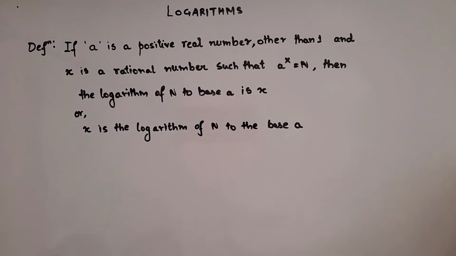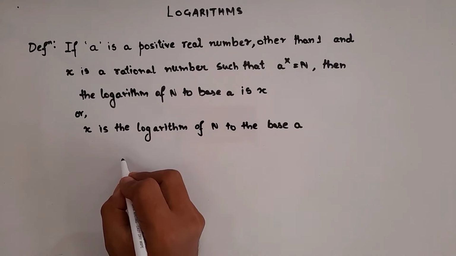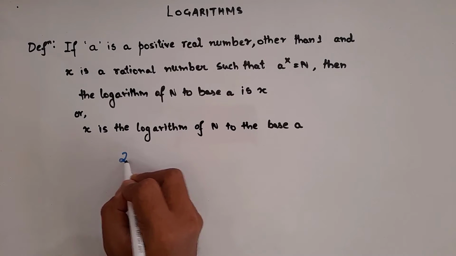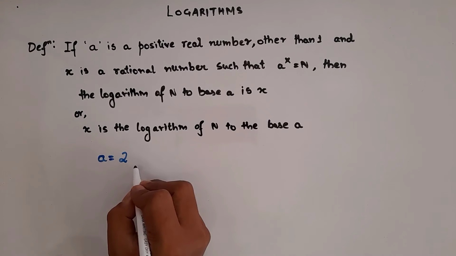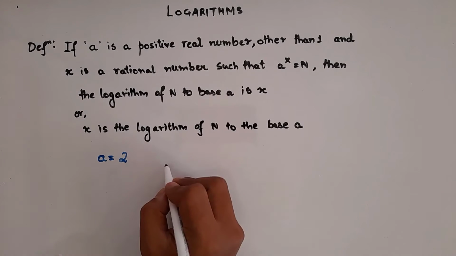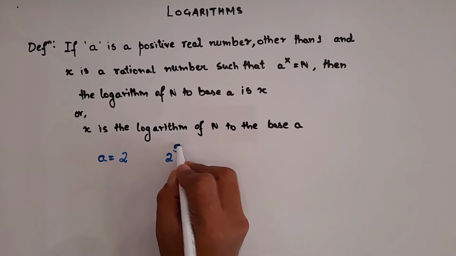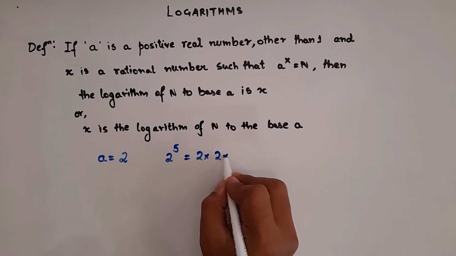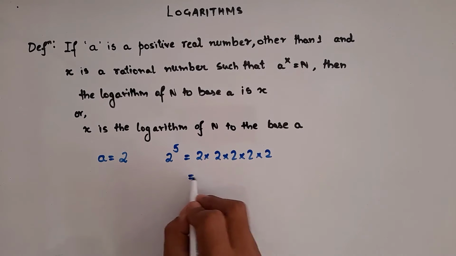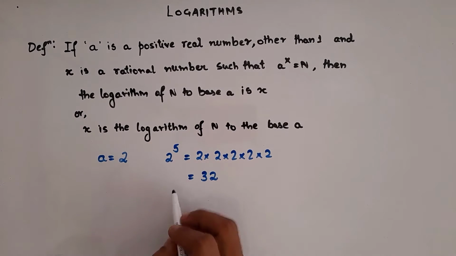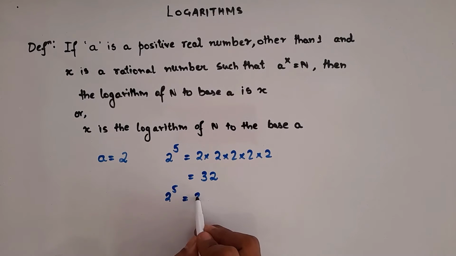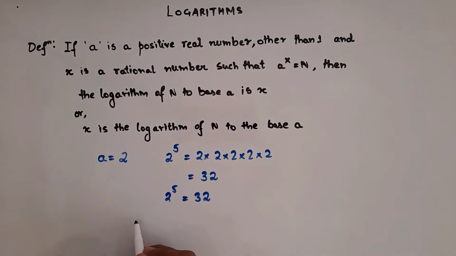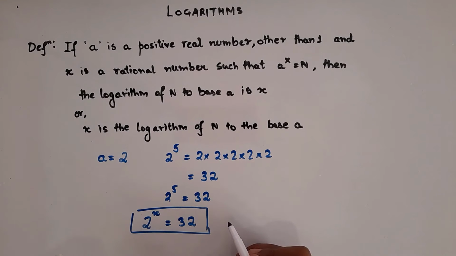So let me write it down with the help of an example, then it's going to make more sense. Let us consider a rational number a with a value of 2. Now let's say we are going to raise it to the power of 5, so that means we're going to multiply 2 to itself 5 times, and that is going to give us 32. So we know 2 raised to the power of 5 is equal to 32. Now this is known. What if we say 2 raised to the power of x is equal to 32? Now I start off with this particular equation.